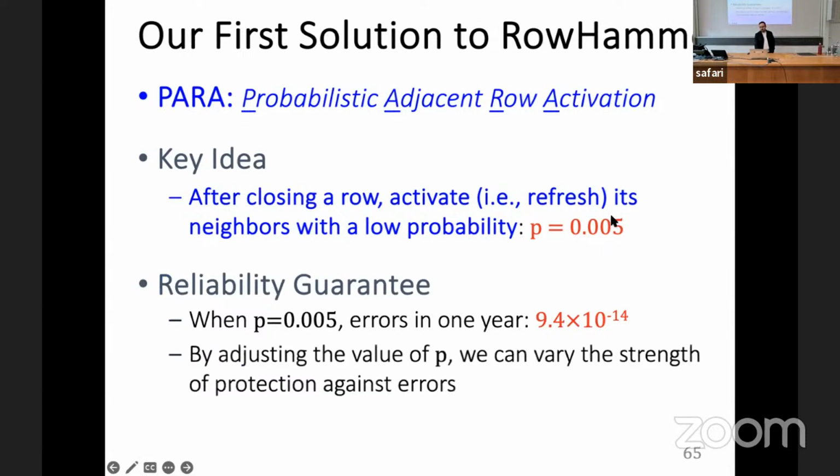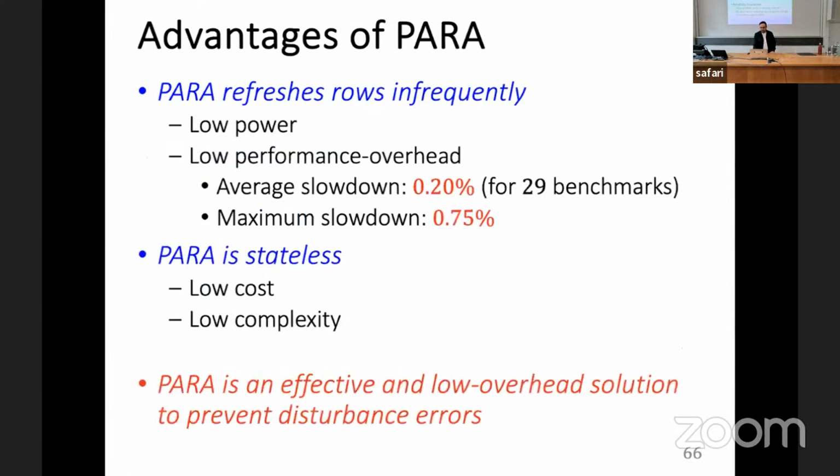You can play with this number, of course, to make it more aggressive or less aggressive. Based on this probability, you get bit flips based on the characterization data in that paper. The probability of you getting bit flips is this much in a year of hammering. And by adjusting this value, you can play with its aggressiveness. So the advantage of PARA is that it refreshes rows very infrequently, so it does not incur high performance or power overheads.